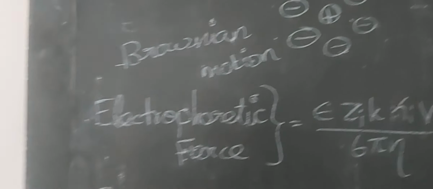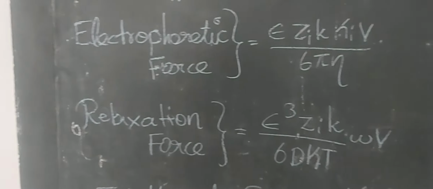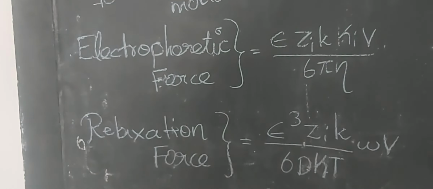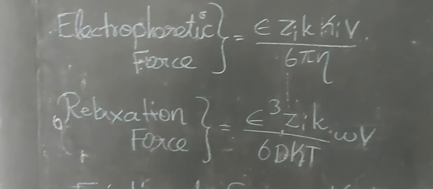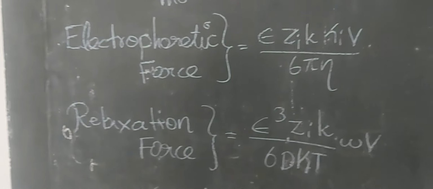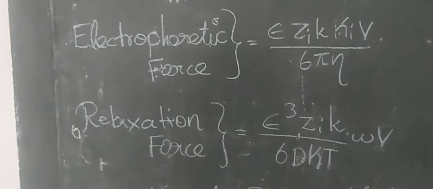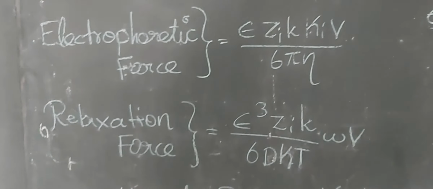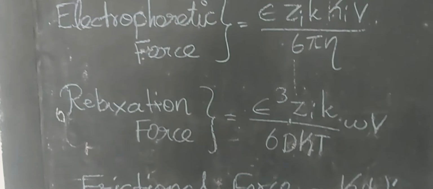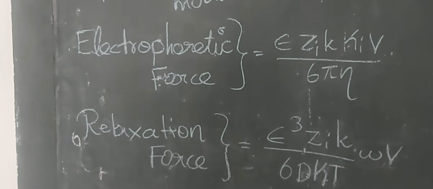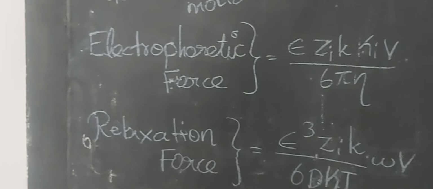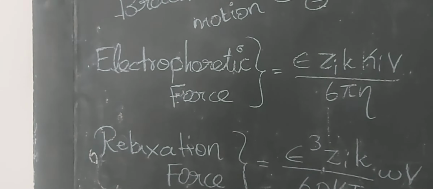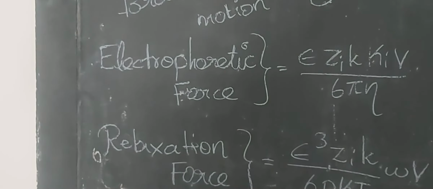Both these effects, the electrophoretic force and the relaxation force, retard the speed of the ion. If a solution has electrophoretic force and relaxation force, the speed of the ion in the solution will be retarded. Debye and Huckel made an attempt to calculate the magnitude of the processes which oppose the motion.